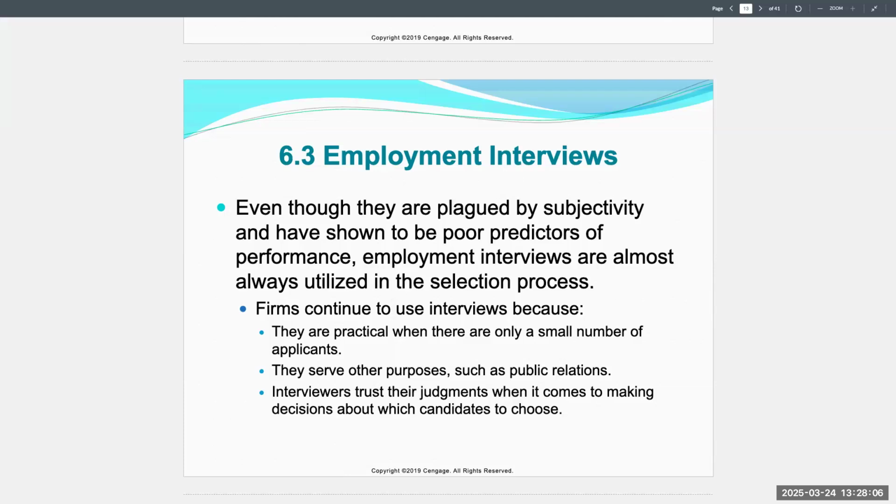So why do organizations still use interviews? Well, because they're practical, especially when you have a small pool of active candidates. They allow for real-time communication, a read on cultural fit, and they give the candidate a chance to ask questions. Interviews also serve strategic branding purposes. They are one of the first direct impressions a candidate has of your company.